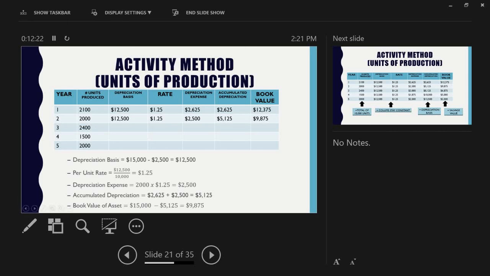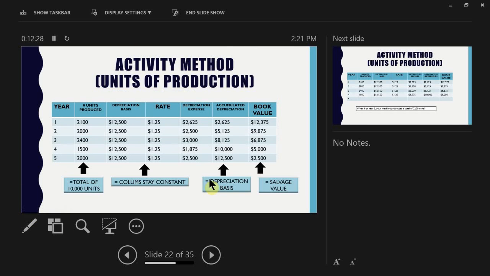A few things you need to notice. I'm going to go ahead and solve for the rest of the problem. Let's focus on one column at a time. You're going to notice that the number produced that year should add up to 10,000 units. Then you're also going to realize that your depreciation base and your depreciation rate are the same. You solve for one, you have all of them. So you don't need to actually calculate this part once you've done one. You need to know that it's going to stay constant for the rest of the problem.